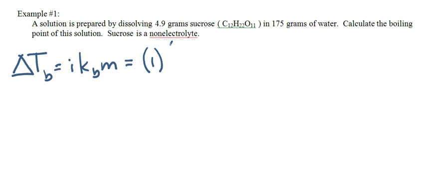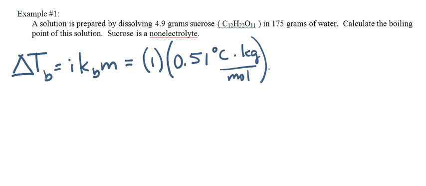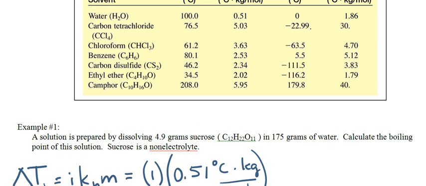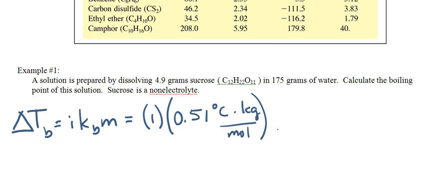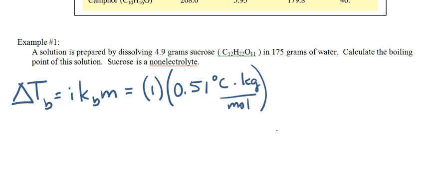Since we are using water, the constant is 0.51 degrees Celsius kilogram per mole. And again, we'll talk about that weird unit. But if you don't have that memorized, it's right here on the chart, or it's on your equation sheet. I'd rather you find it on your equation sheet before you find it on this table.